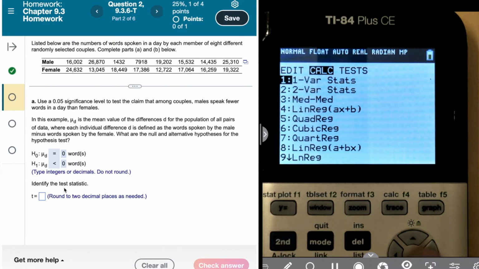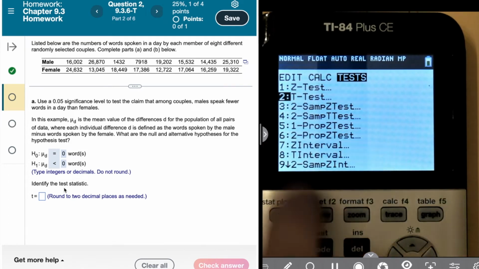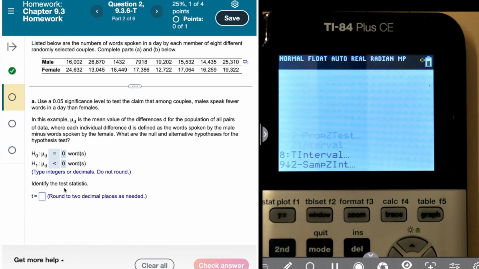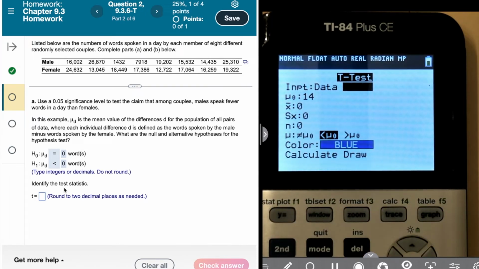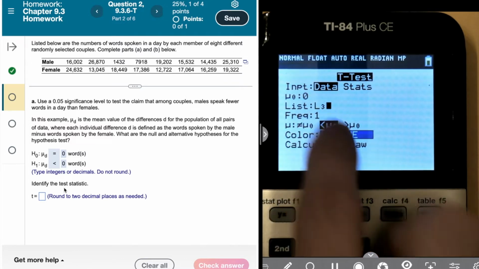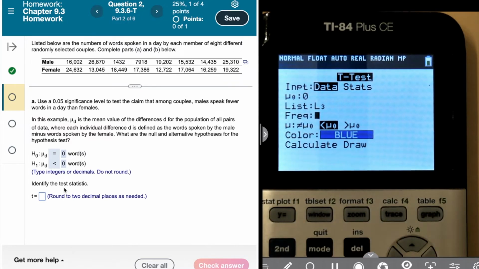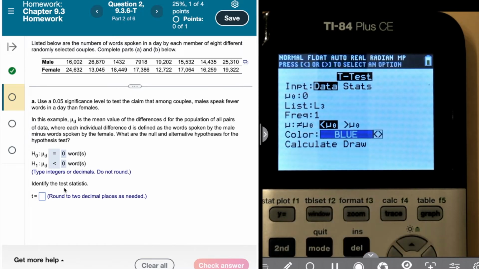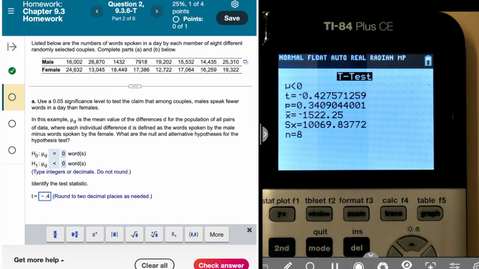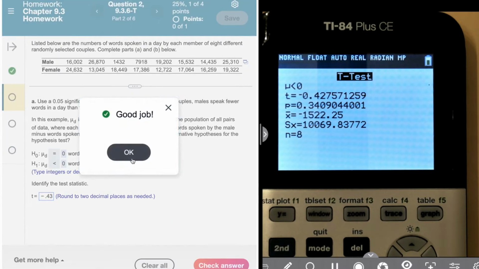Got my L3. I need to find a test statistic, so I'm going to do a t-test, a single t-test, because, again, we only really have one thing we're looking at, the difference between the two. We're only using L3. So this time, instead of using stats, I'm going to use data. And the null is, of course, 0. We thought it might be the same, but the alternative says that women speak less. Men speak less, women speak more. And our list is L3, be really careful. And the frequency list is 1, and again, we think this is less than. All right, and our test statistic is negative 0.43 when we round that to 2 decimal places.